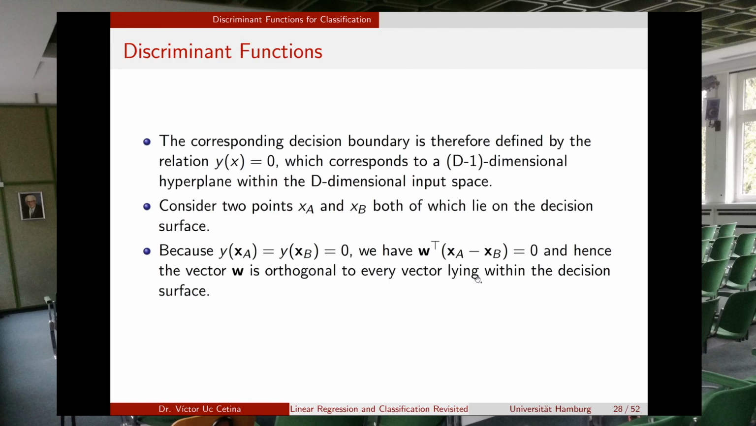Okay, so this is what we are saying here. The vector w is orthogonal to every vector lying within the decision surface. So this is important because then we know that the vector w determines the orientation of the decision surface. In this case, we can obtain the orientation of the decision surface, and we can also obtain, we will see that later, the distance of this decision surface from the origin.